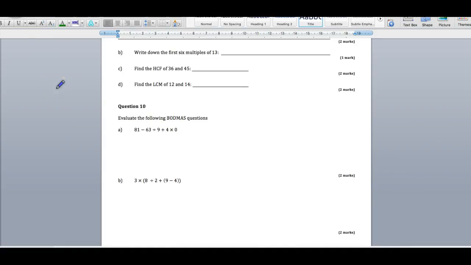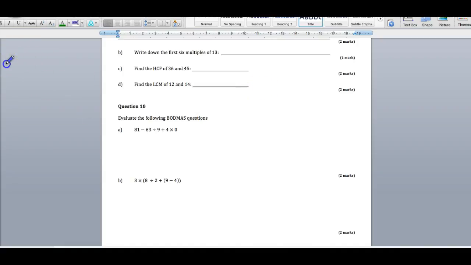All right, then the last question there in question 9 is D. Find the lowest common multiple of 12 and 14. So some of you gave me a multiple, but it wasn't the lowest one, and you found that by multiplying 12 and 14, which was good. So I still gave you a mark for doing that, but it actually wasn't the lowest one. So let's do it over here.